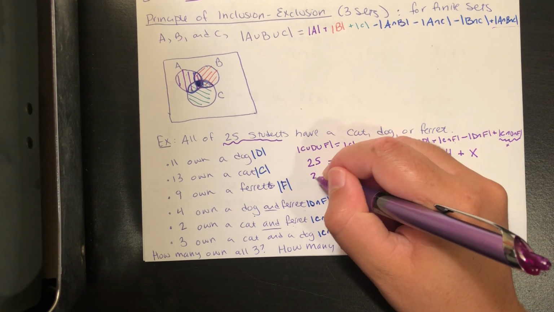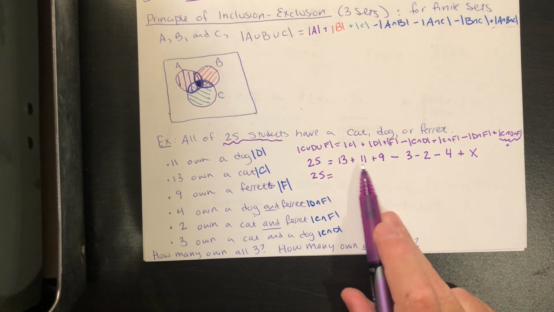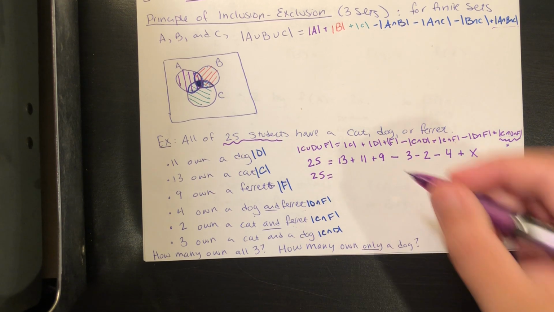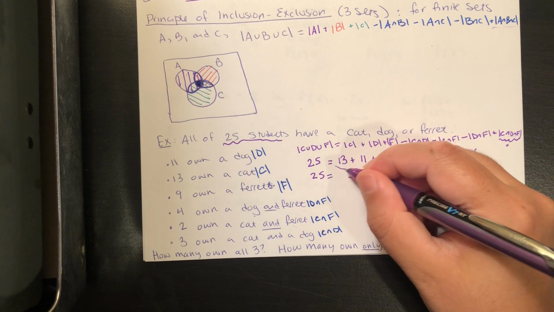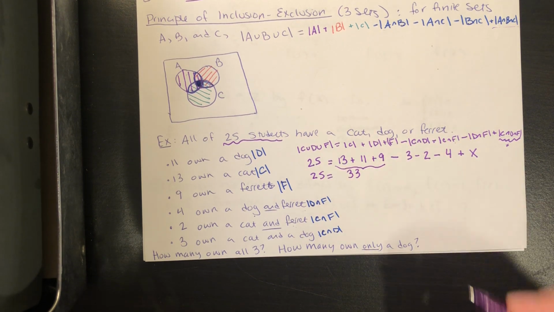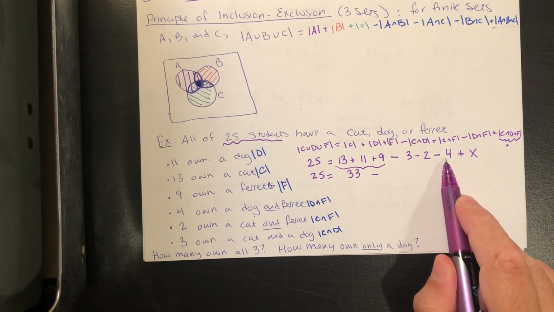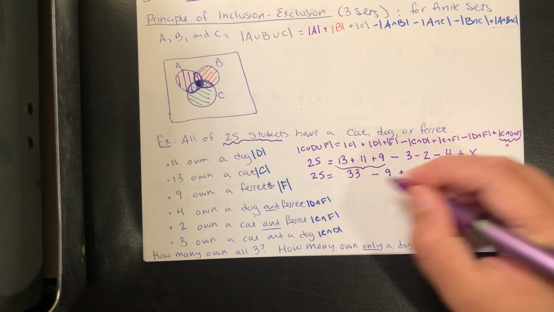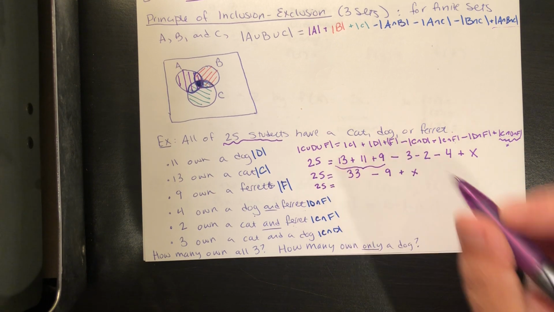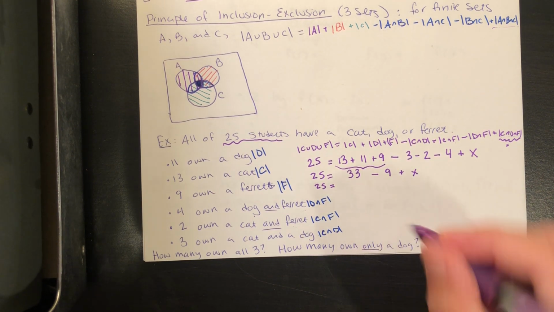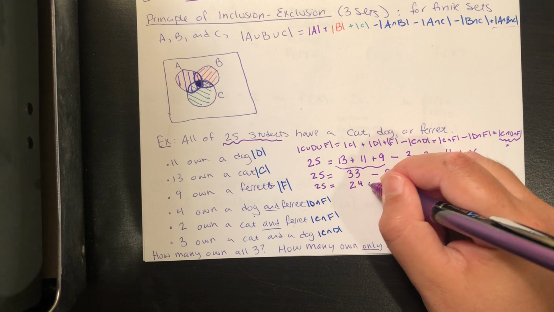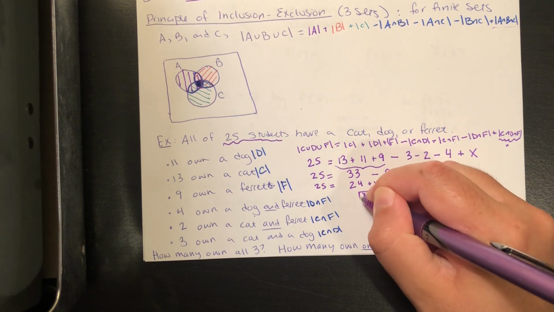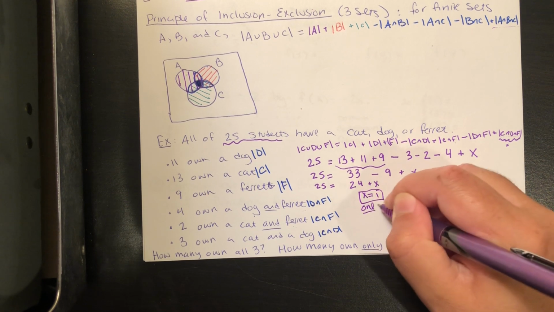All right, so what do we get then? We get 25 is equal to 13 plus 11 plus 9, so this is going to be 33 when you add these together. Minus 3 minus 2 minus 4, so it's going to be minus 9, and then plus X. So we have 25 is equal to 24 plus X. Solving for X gives us that X is equal to 1. So 1 student owns all 3.